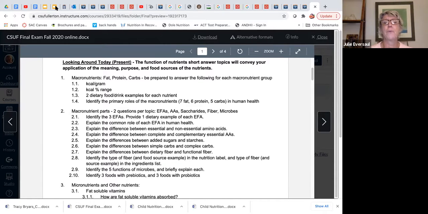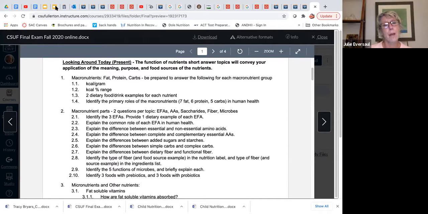All right, 2.5, we're into carbohydrates now. Explain the differences between added sugars and starches. There are differences between the two, my friends, okay? Gotta understand that. Look on this, again, from the carbohydrate lecture. 2.6, explain the differences between simple carbohydrates and complex carbohydrates. Again, from the carbohydrate lecture.